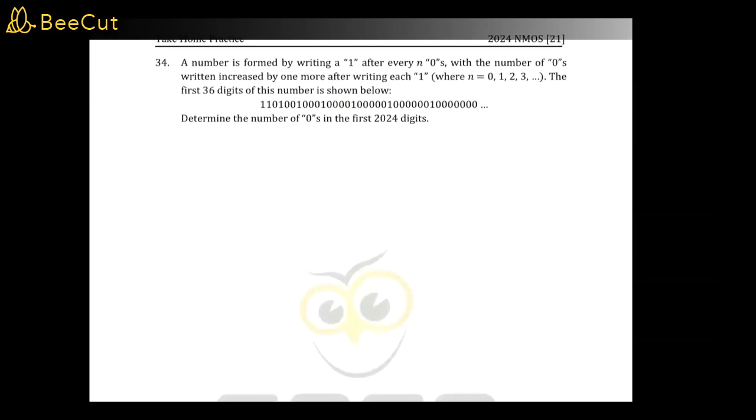Question 34. So the first group have 1 digit, second group 2 digits, third group 3 digits, then 4 digits, 5 digits, 6 digits, 7 digits, and 8 digits. Right. This one is testing you on triangular numbers.